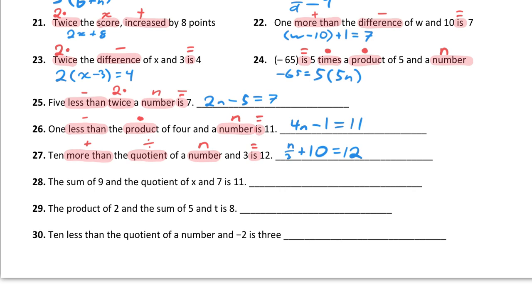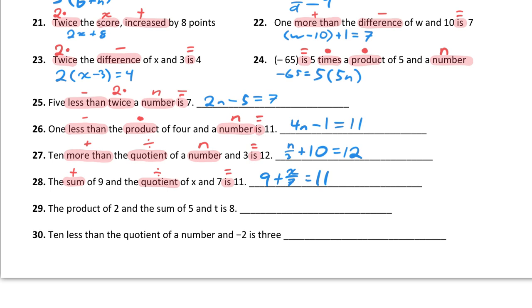Next, we've got the sum of 9 and the quotient of x and 7 is 11. What do all those keywords mean? Sum is adding, quotient is division, is equal. Putting it all together, it looks like this. The sum of 9 plus the quotient of x and 7 equals 11.